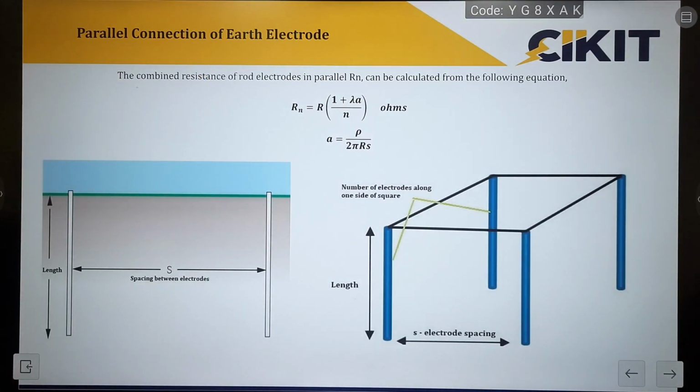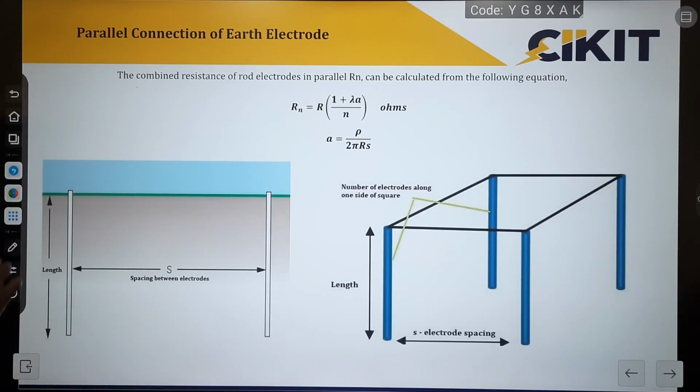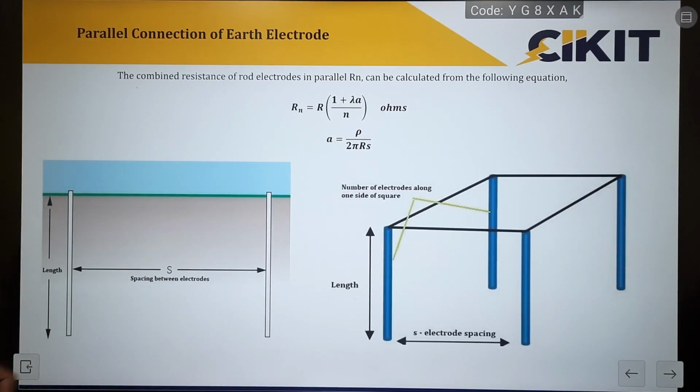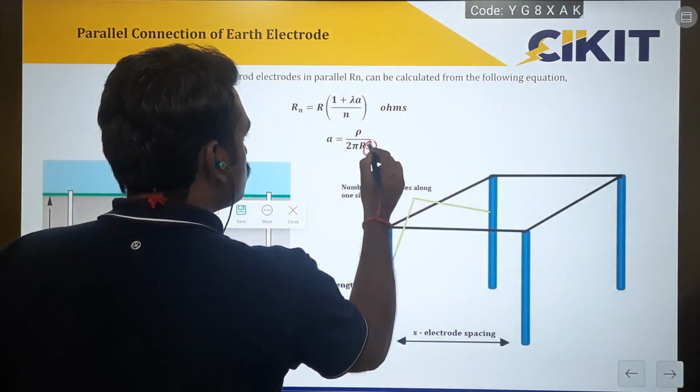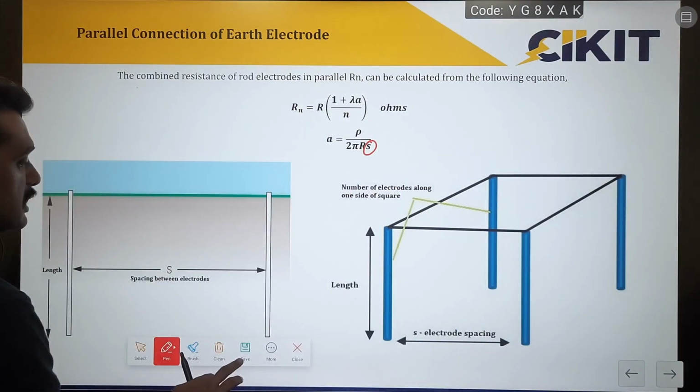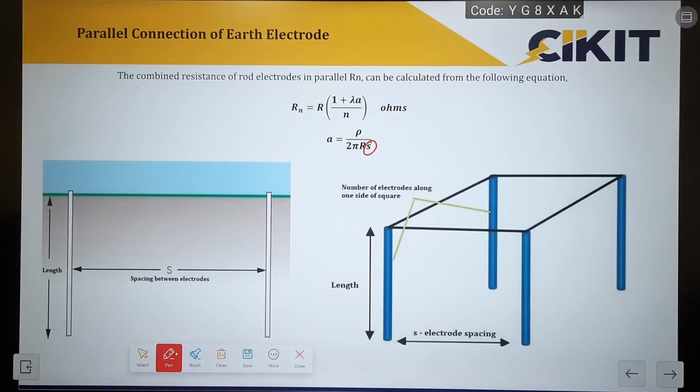So if I am installing 4 or 5 earth electrodes at a particular site, then I cannot find the earth resistance value of one earth pit and divide that value by 4 to find the combined resistance value of 4 earth electrodes. Here, one of the important parameters in finding the combined resistance value is the spacing. So proper spacing should be provided between two earth electrodes.